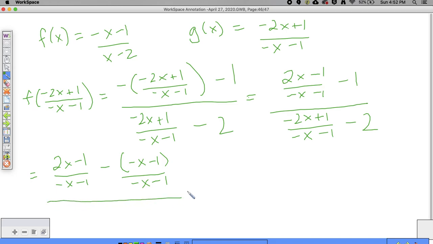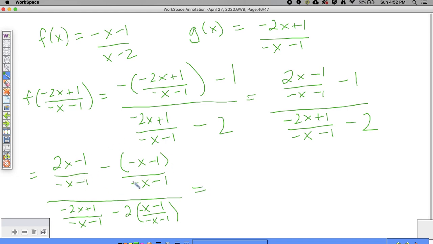That's just your numerator. And then in the denominator, we're going to do the same thing here. So now we have negative 2x plus 1 over negative x minus 1. And then again, it's going to be minus 2 times, I'm sorry, negative x minus 1 over negative x minus 1, because those are your common denominators.